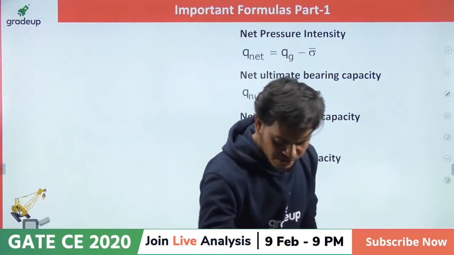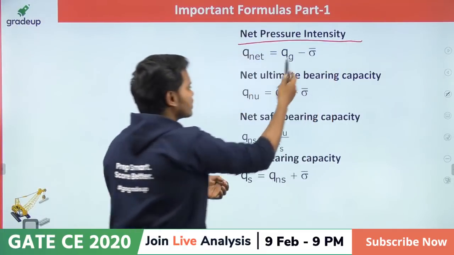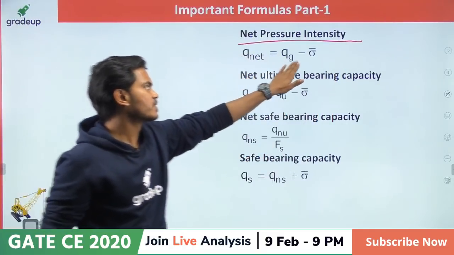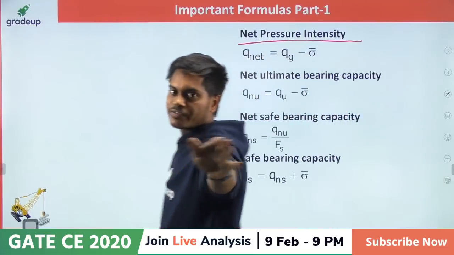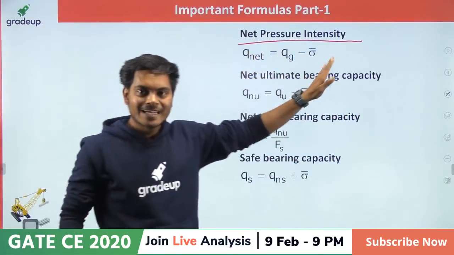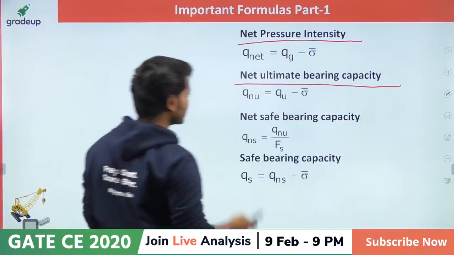Foundation. So gross pressure is nothing but, firstly we have to see net pressure is nothing but जो भी gross pressure है उसमें से we are subtracting nothing but the effective stress. Okay, clear है, perfect. Next, net ultimate bearing capacity.